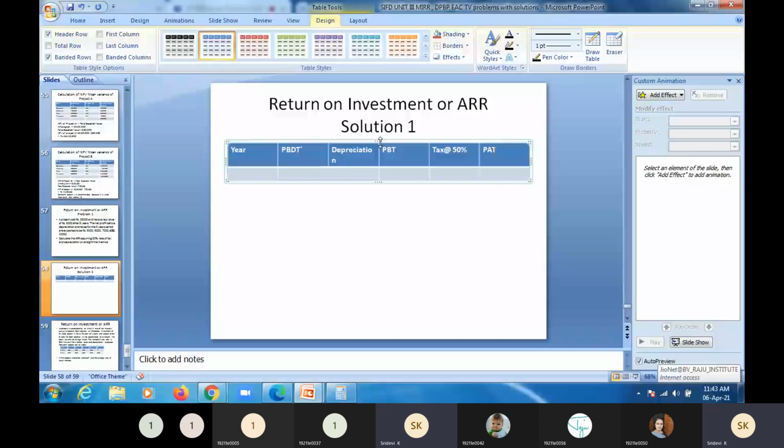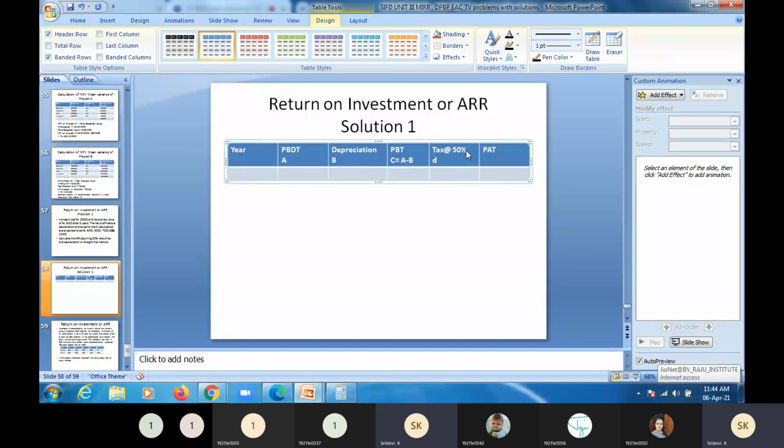So on straight line method, how to calculate this depreciation formula? You are going to remember, no? I think you remember the formula. Will you? C is equal to A minus B. And the tax you have to calculate on C.